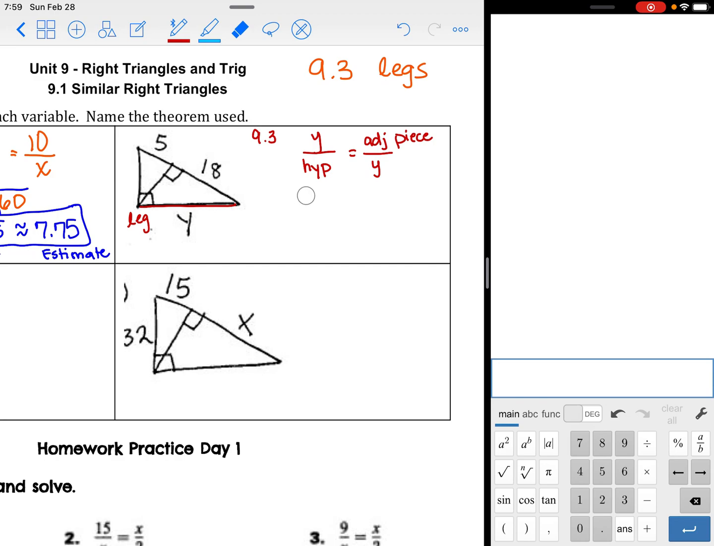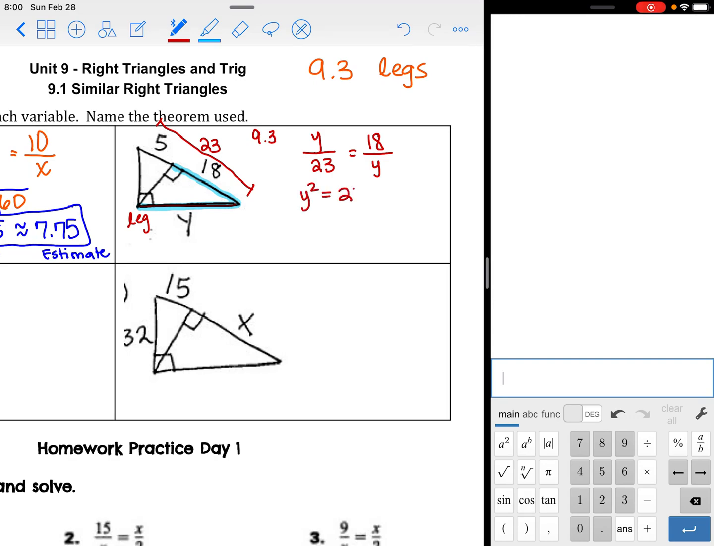And then the length of the hypotenuse is going to be the whole thing. So this whole hypotenuse, I'm going to add those two things together. 5 plus 18 is 23. So I'm going to drop that into this first spot. And then the adjacent piece means the piece that touches this leg. So the adjacent piece here is going to be the 18. So as I get that set up, now I'm ready to find that geometric mean.